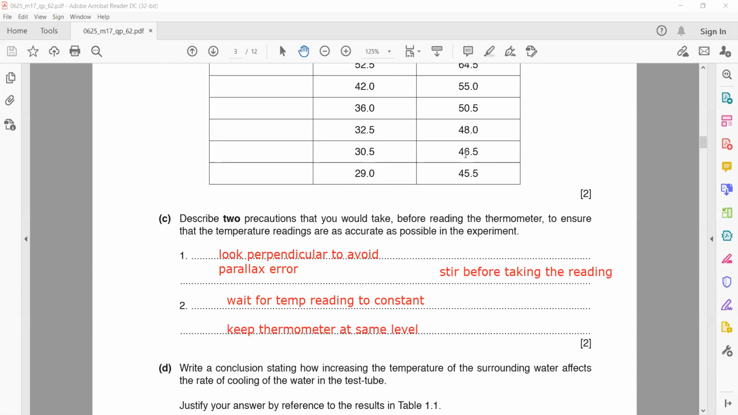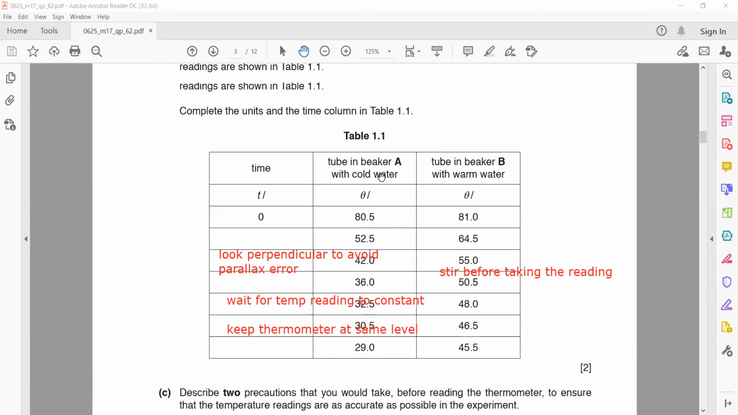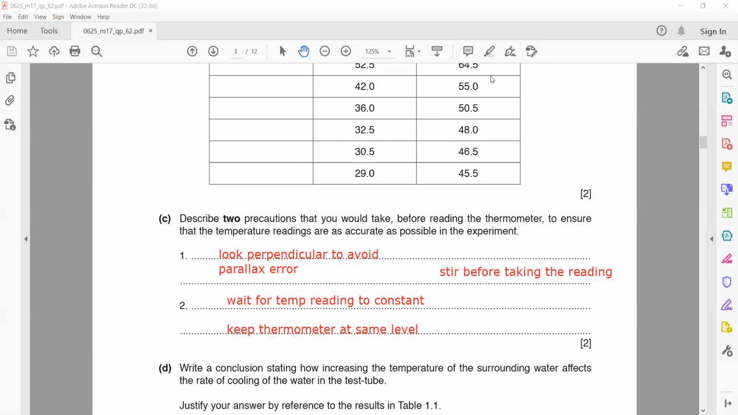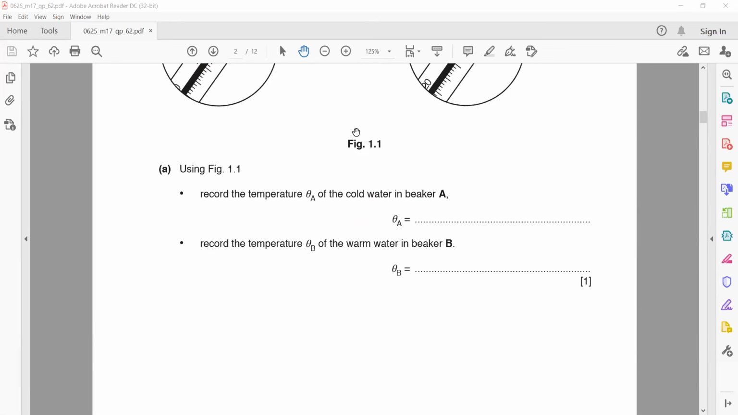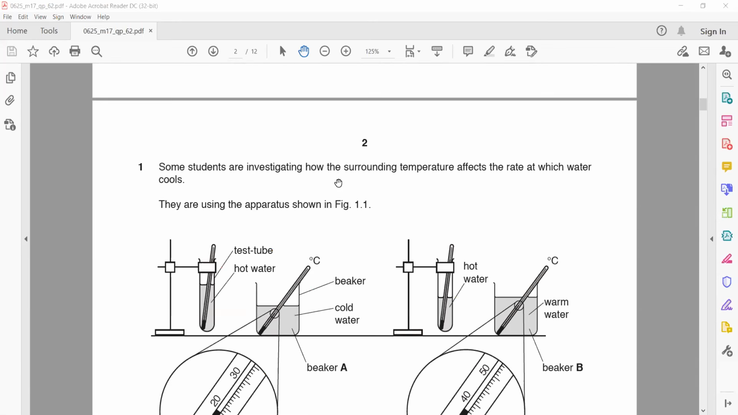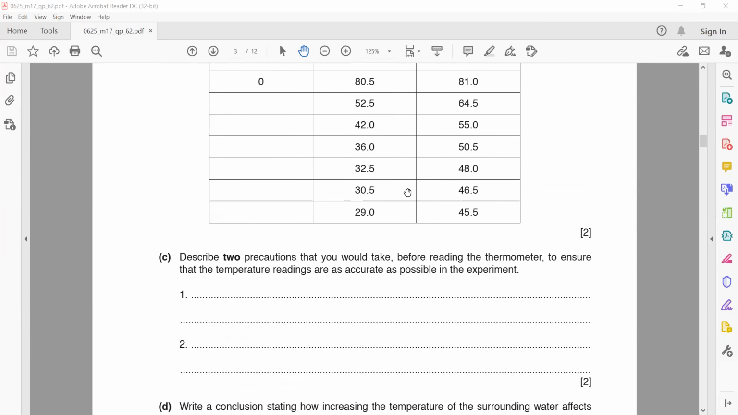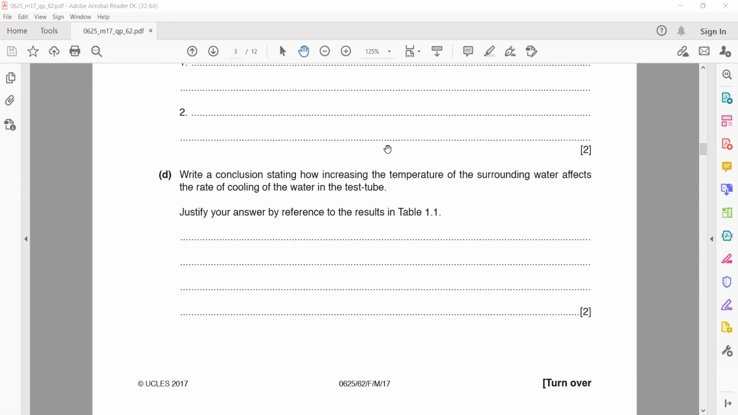Regarding insulation: you are finding the effect of the surrounding temperature on the rate of cooling. If you use insulation, you are cutting off this apparatus from the surroundings. That's why using insulation will not award a mark here. As you can see, the objective of this experiment is to investigate how the surrounding temperature affects the rate of cooling. So if you insulate, it will not have any effect from the surroundings. That's why the term insulation or insulate is not awarded any mark.